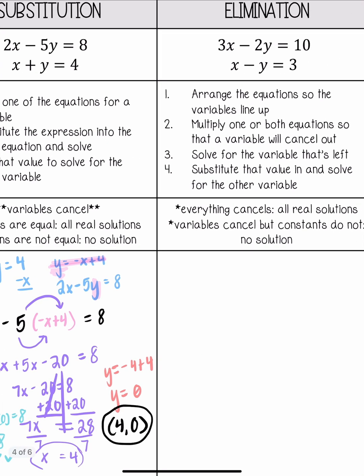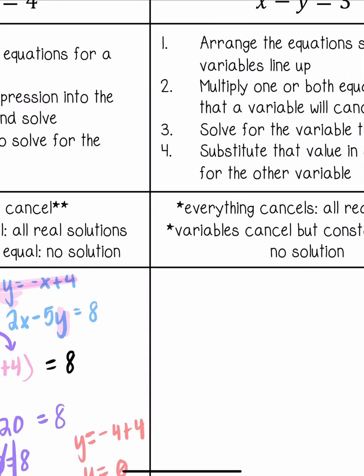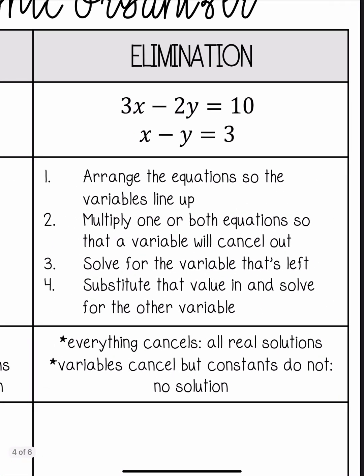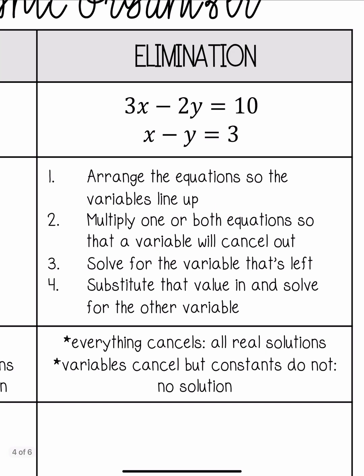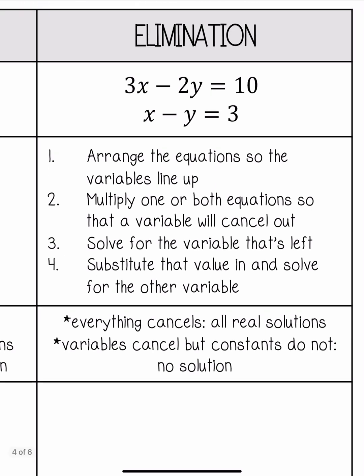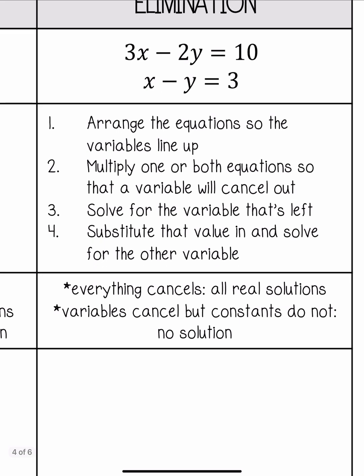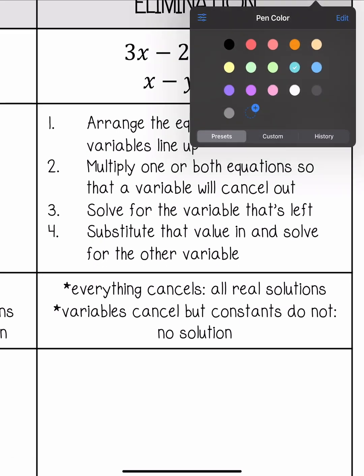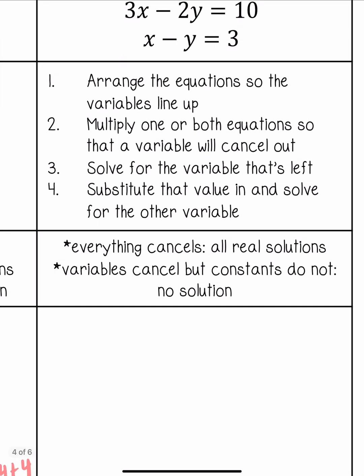Okay, let's move on to the next example. Elimination is the next method. So the first thing you want to do is arrange the equations so the variables line up. In this scenario, our variables are already lined up. I'm just going to rewrite the equations down here. 3x minus 2y is equal to 10. And then we have x minus y is equal to 3.